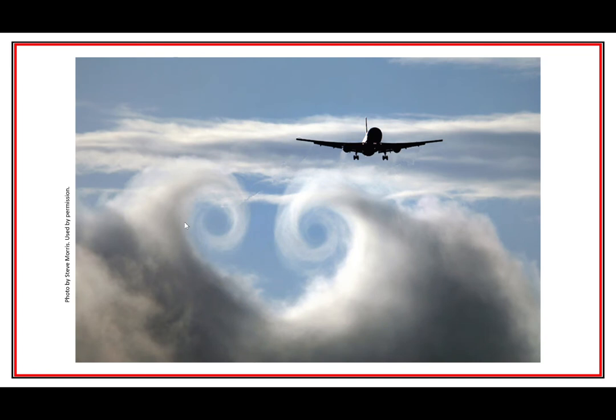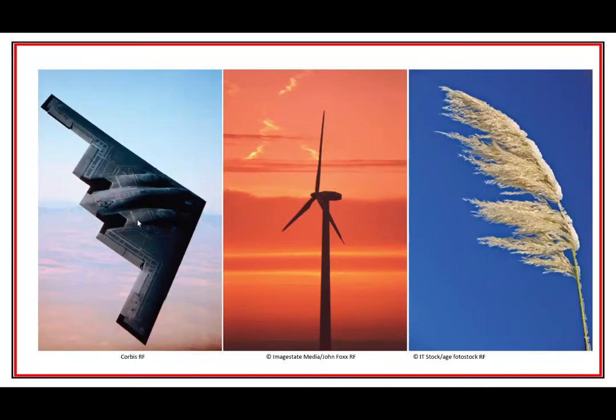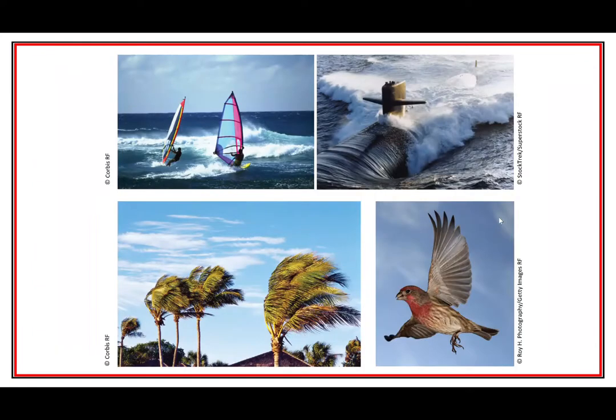So here are some pictures of things that are in the midst of lift and drag. I kind of liked this one because the clouds look really cool with the little vortices coming off of the wingtips. Here we've got a stealth fighter, which of course has both lift and drag. We have a wind turbine that has lift and drag as well, on the foils. There's the foil shape right there that causes lift and drag, and some wheat. I don't even know why that's there.